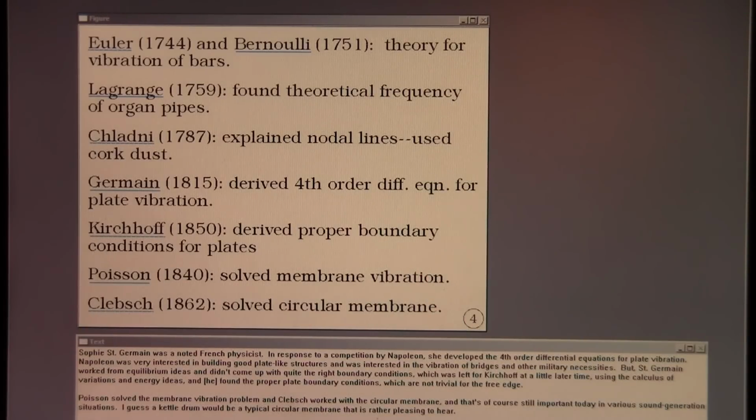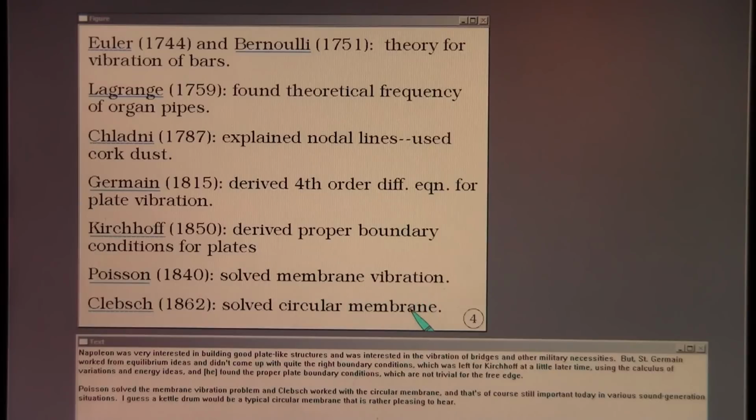Poisson solved the membrane vibration problem, and Klebisch worked with the circular membrane, and that's of course still important today in various sound generation situations. I guess a kettle drum would be a typical circular membrane that is rather pleasing to hear.